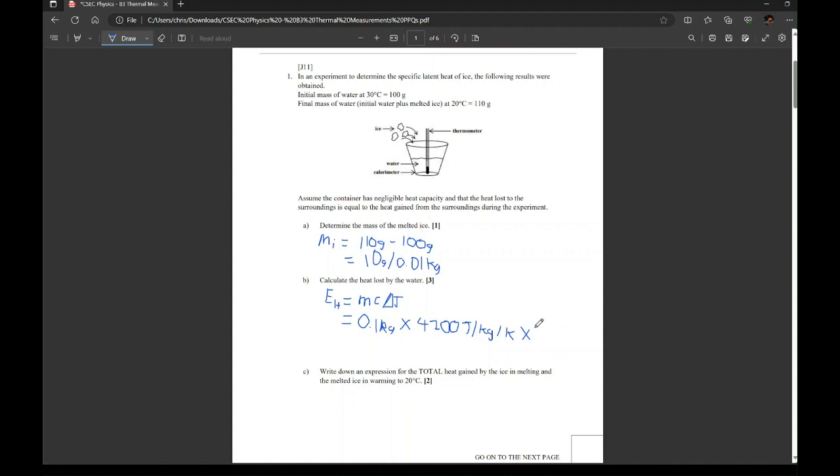But the reason why I'm not going to change the unit of this is because it's a difference, right? So even if I was to convert these to Kelvin, I would still end up with the same difference. So when I do this calculation, you'll find that this equates to 10, and 0.1 times 10 is of course 1, so it's just going to be 4,200 joules. So that's our heat lost by the water.